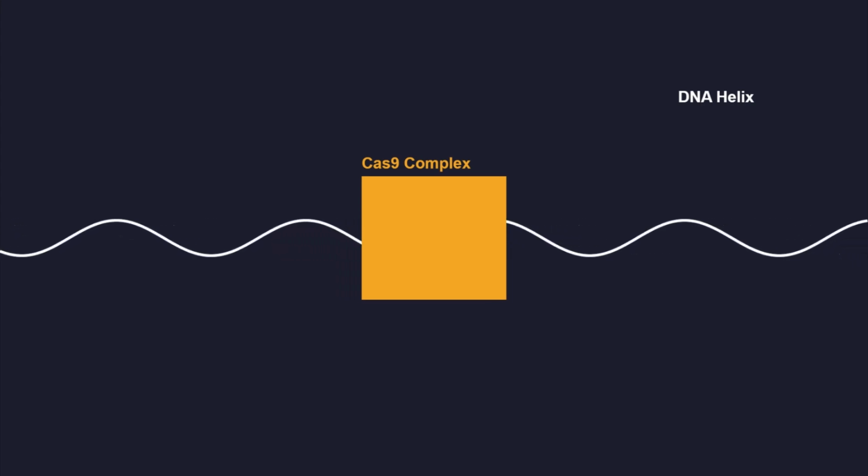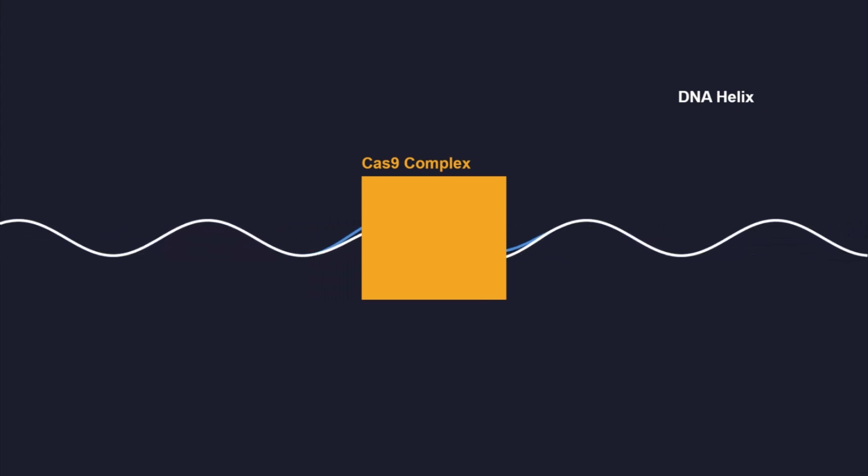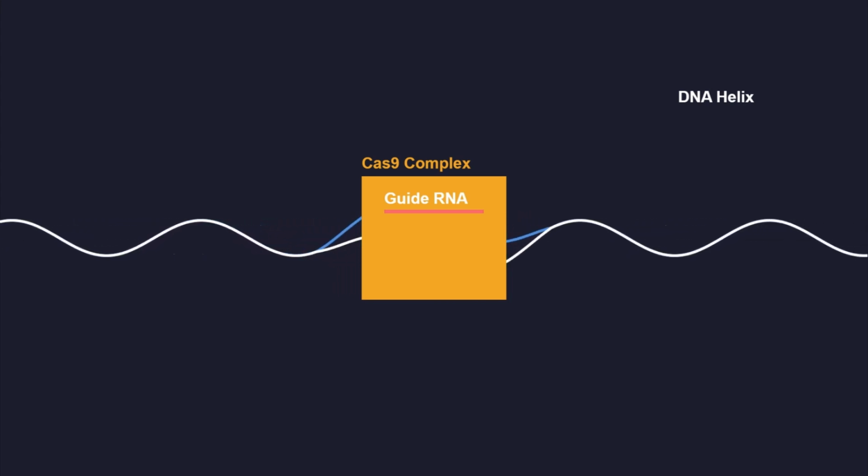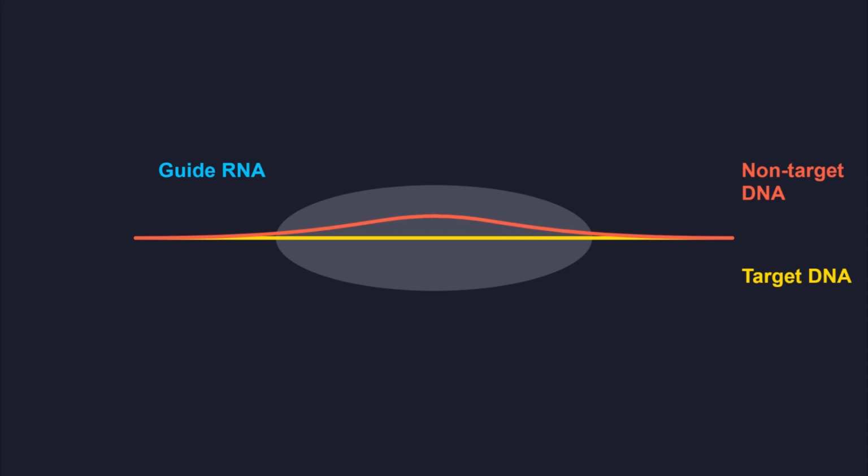Following PAM binding, the Cas9 complex forces the DNA helix to unwind locally. This exposes the target strand, allowing the guide RNA to test for complementary base pairing. As the guide RNA binds to the target strand, an R-loop structure forms. The non-target DNA strand is displaced and stabilized by the protein, while the RNA-DNA heteroduplex expands.